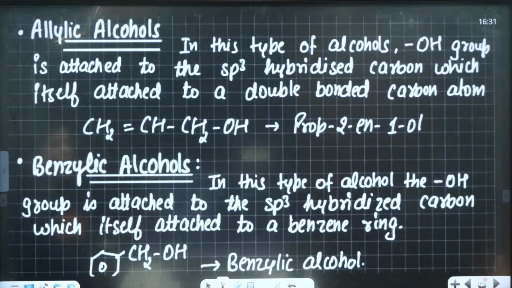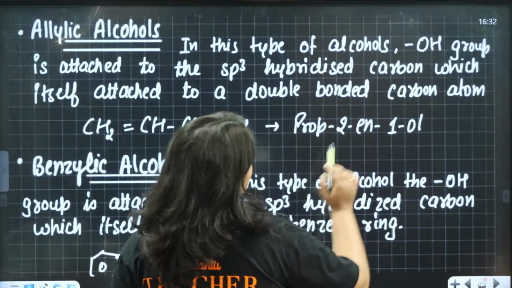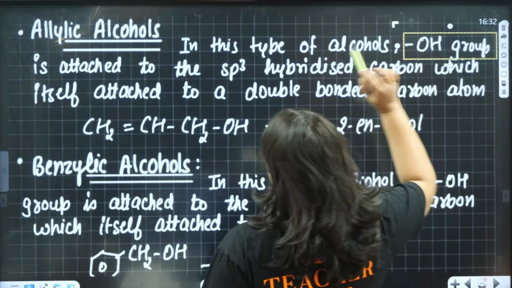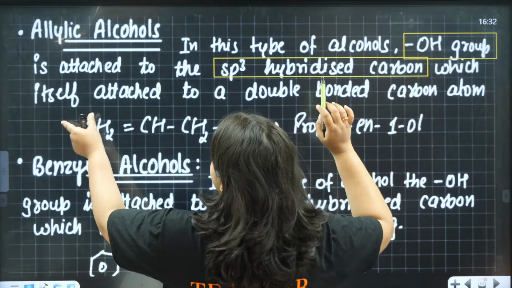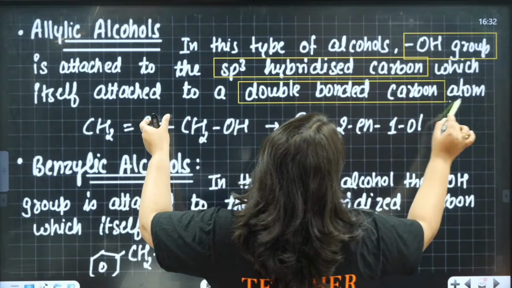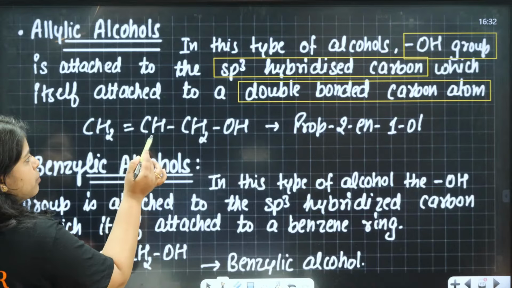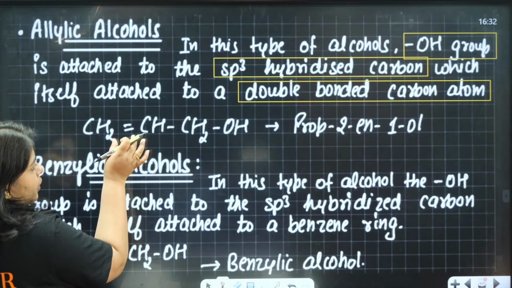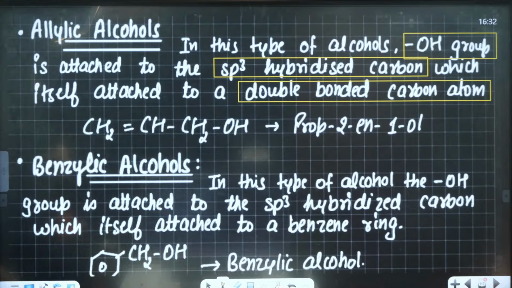Next comes the allylic alcohols. What is the meaning of allylic alcohols? In this type of alcohol, the OH group is attached to the sp3 hybridized carbon, which itself is attached to the double bonded carbon atom. Here you can check it out: CH2=CH-CH2OH, where the double bond is there. Clear? That is prop-2-en-1-ol.